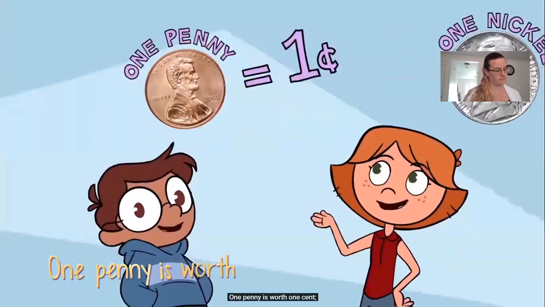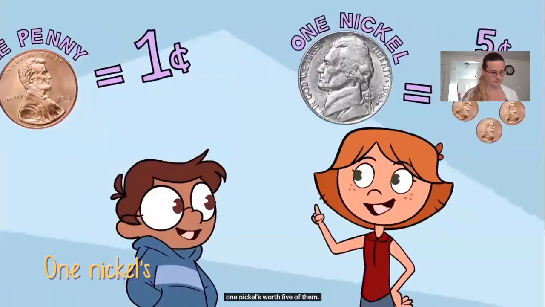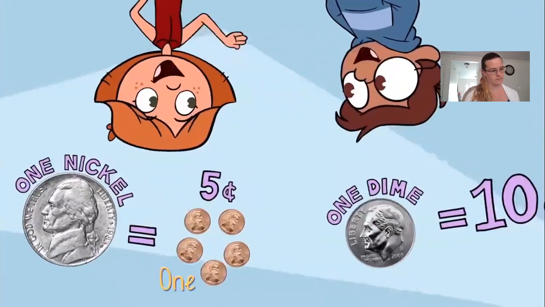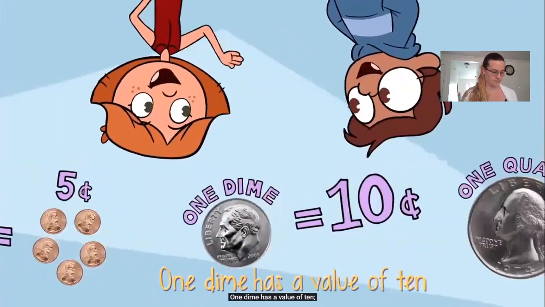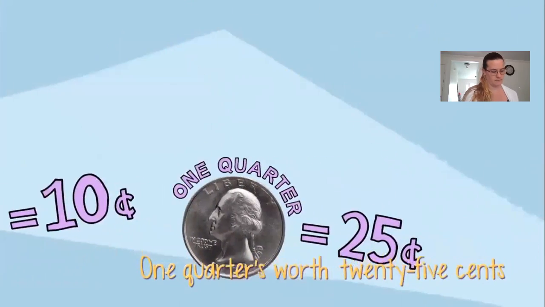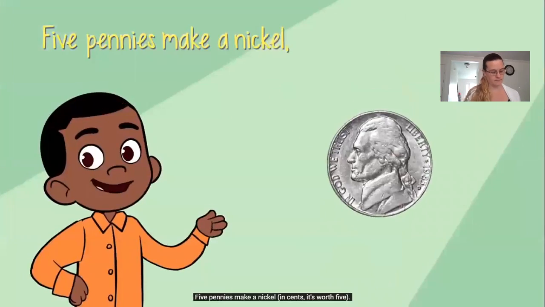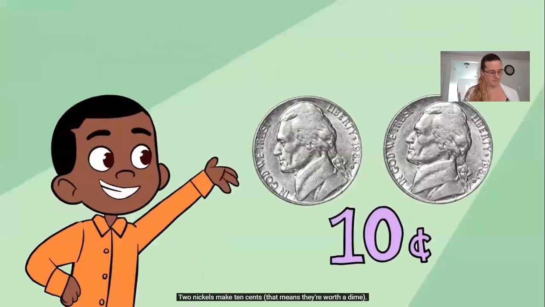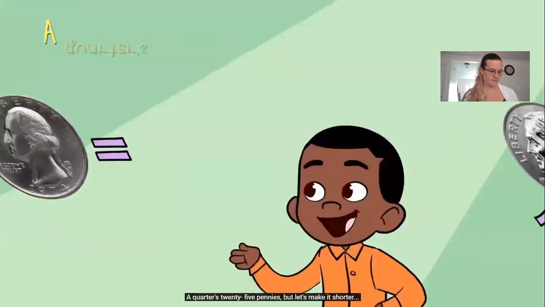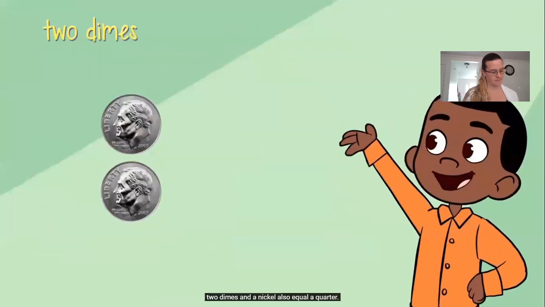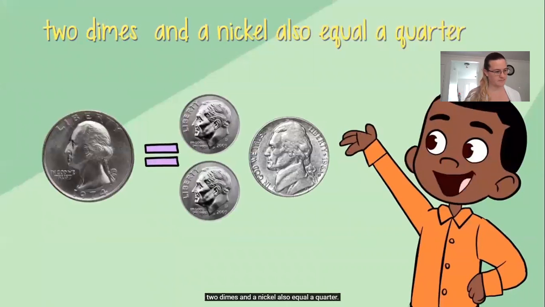1 penny is worth 1 cent. 1 nickel's worth 5. 1 dime has a value of 10. 1 quarter's worth 25 cents. 5 pennies make a nickel. In cents it's worth 5. 2 nickels make 10 cents. That means they're worth a dime. A quarter's 25 pennies. But let's make it shorter. 2 dimes and a nickel also equal a quarter.